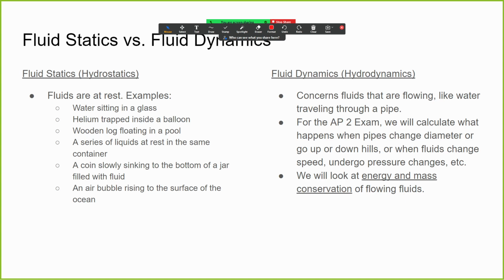Let's talk a little about statics versus dynamics. Once again, we're talking about fluids, which does not necessarily mean liquid. This is the case for both gases and liquids, so any fluids, okay?